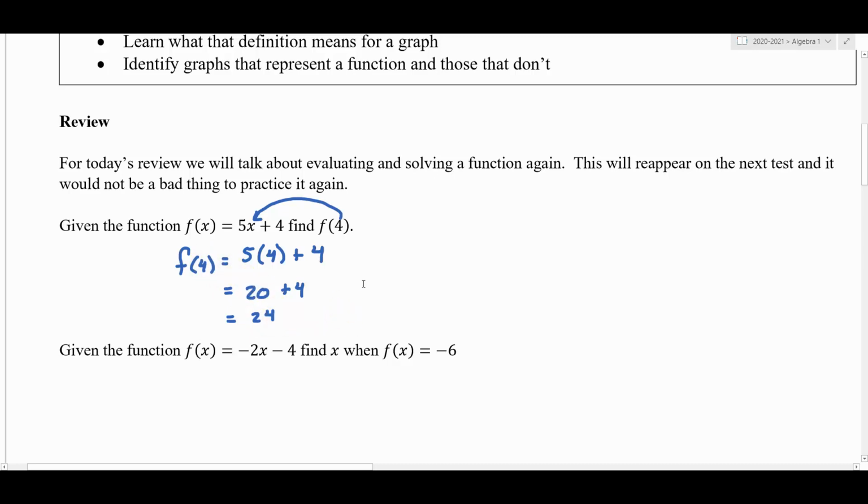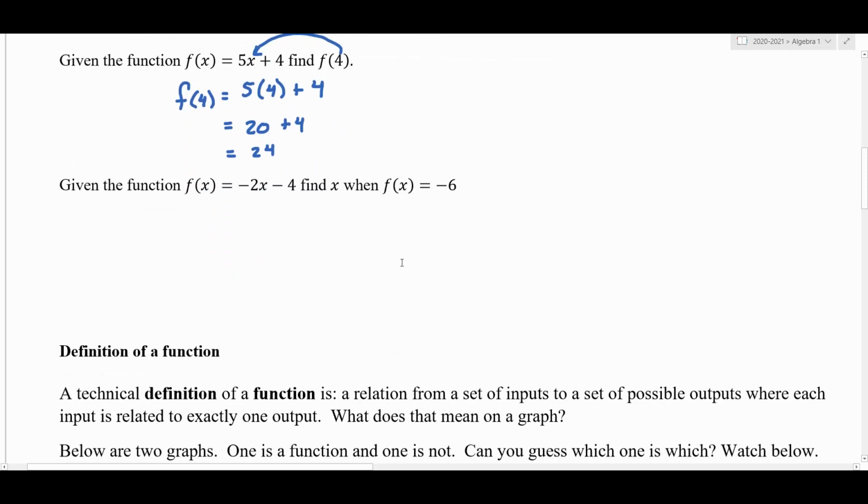All right, so let's look at this next one, right? Because we should be able to go both directions through a function. So again, they tell us the name of the function is f, the input is going to be x, and the rule is negative 2x minus 4. And this time it says find x, right? So they want us to find the input this time. They're not giving us the input. They want us to find the input when the output is negative 6. So this is an output.